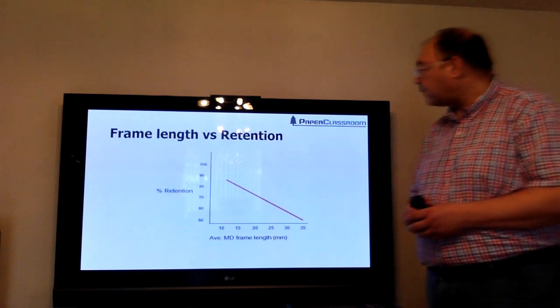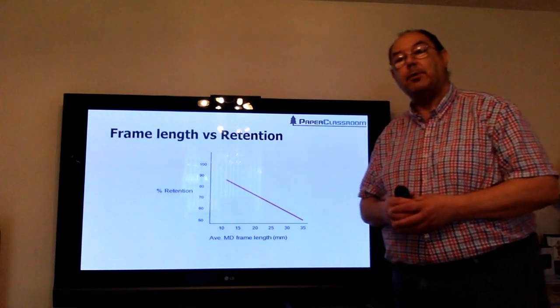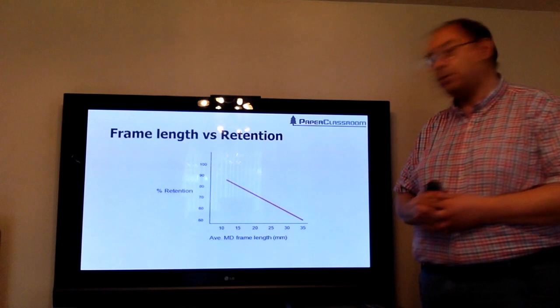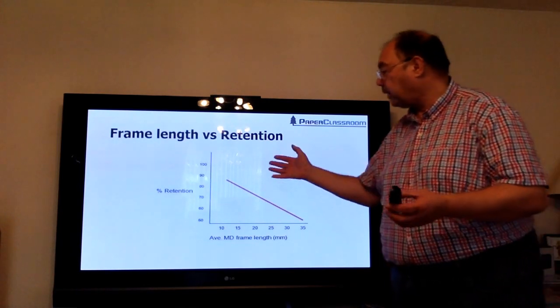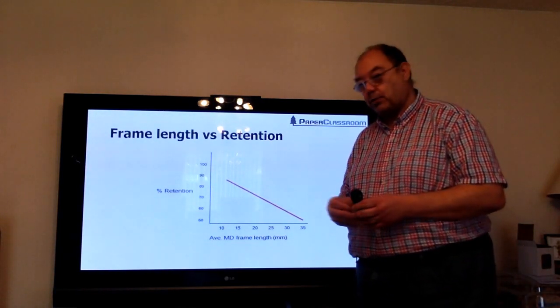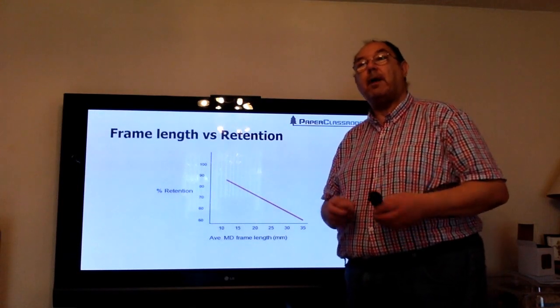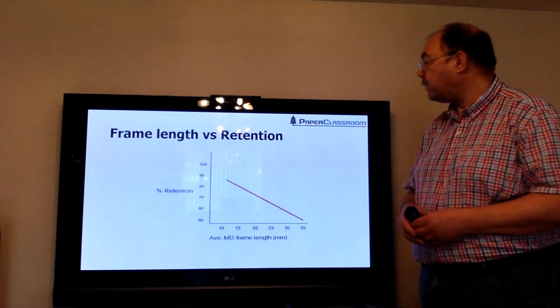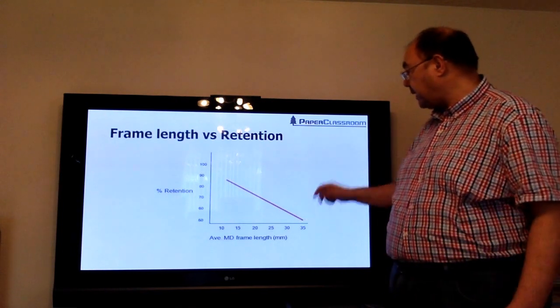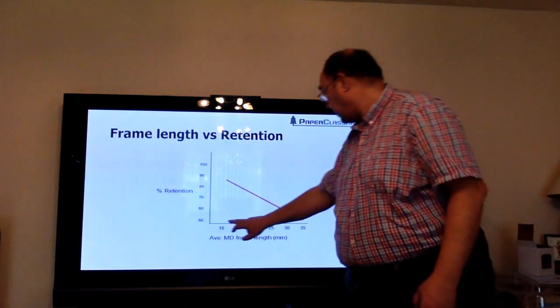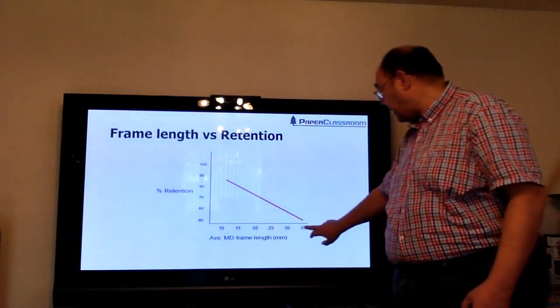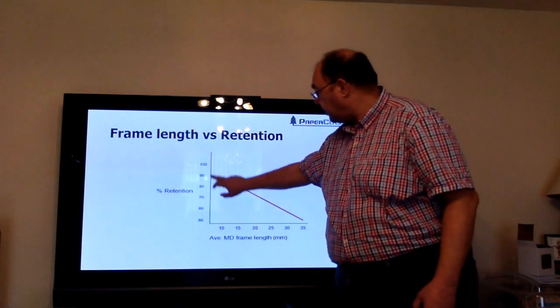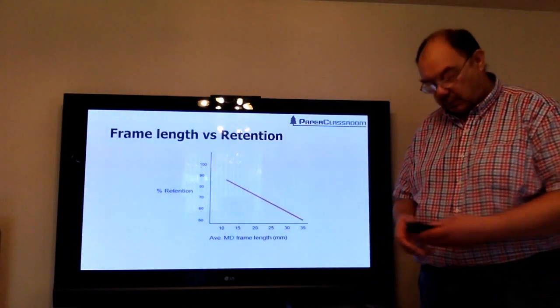So there's a relationship there between frame length and retention, and people have done the experiments where they've constructed wires with different frame lengths, put them on machines, measured first pass retention, and one of the things you can see here is that as the frame length increases, then the retention of fibres decreases.